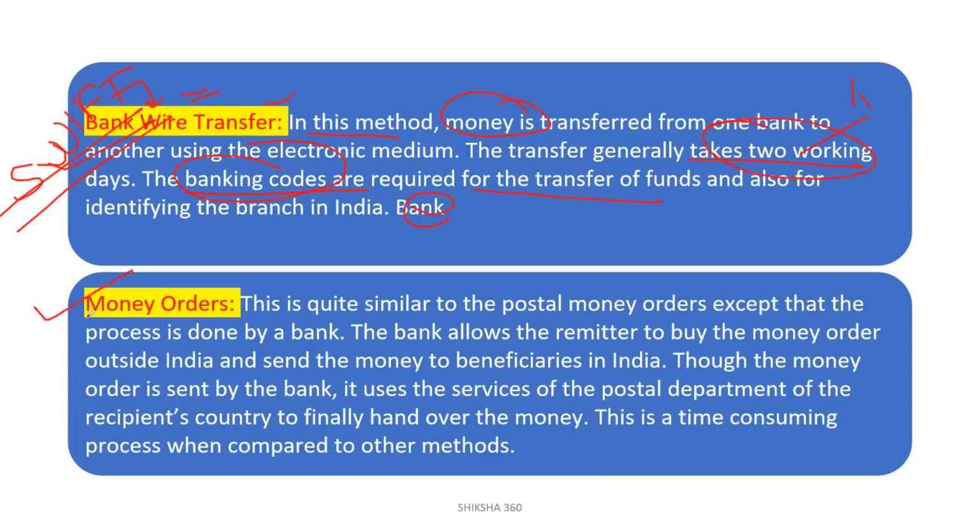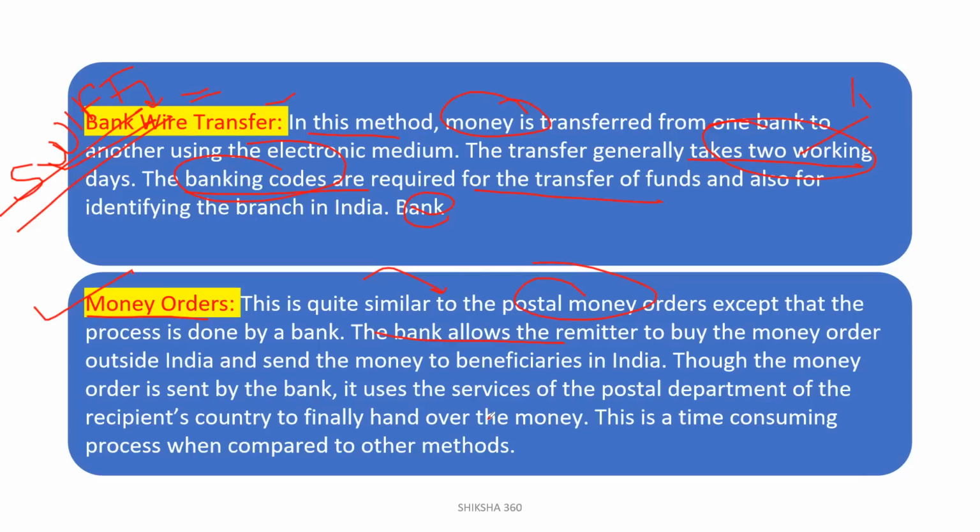Next point is money order. This is quite similar to the postal money order, except that the process is done by the bank. For a postal money order, the process is to be done in the post office, and here the process is to be done by the bank. Here, the bank allows the remitter to buy the money order outside India and send the money to beneficiaries in India.